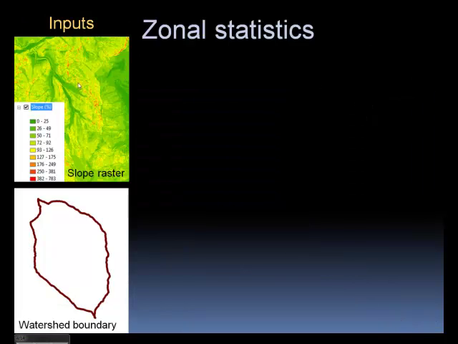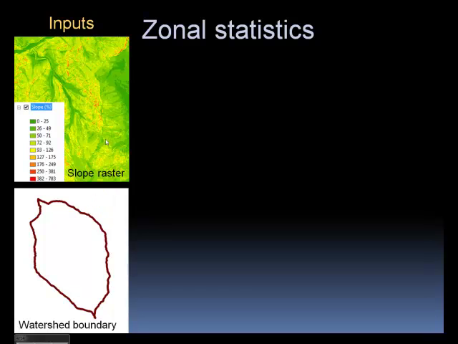All right, zonal statistics. This is a very useful tool. Let's say you have some sort of input surface, in this case a slope raster, and then you have some zone. You could use watersheds, you could use polling districts, you could use state boundaries. Some zone that you want to summarize a statistic for.